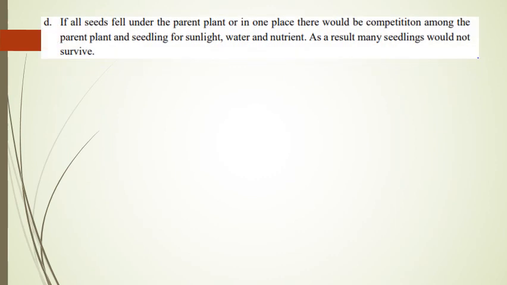Let's move toward the next question. What would happen if all seeds fell under the parent plant? So this is the answer. If all seeds fell under the parent plants or in the same place, there would be competition among the parent plant and seedlings for sunlight, water and nutrition. As a result, many seedlings would not survive. If they fall under the parent plant, they cannot survive again. Okay, a new plant will not be formed.